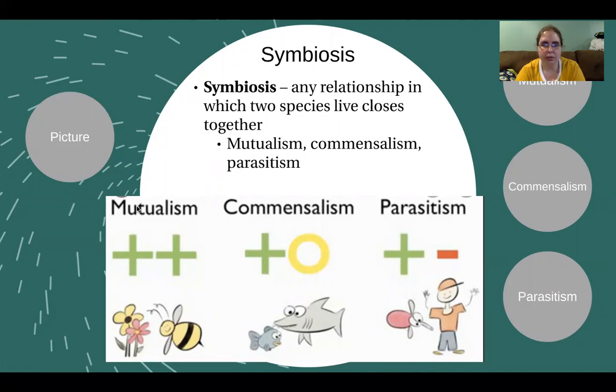In mutualism, both species benefit. They get something good out of the relationship. In commensalism, one individual benefits, the other doesn't get anything. It doesn't get anything good, but it also is not harmed by the relationship. In parasitism, one organism gets something good, the other is harmed by it.